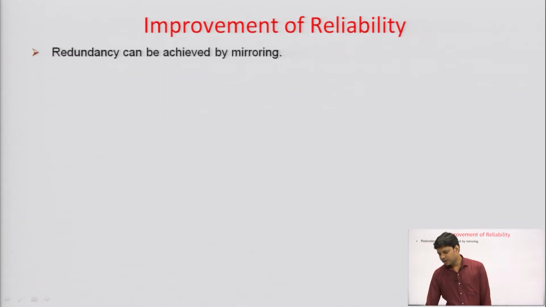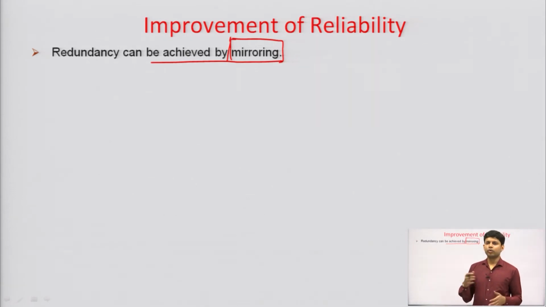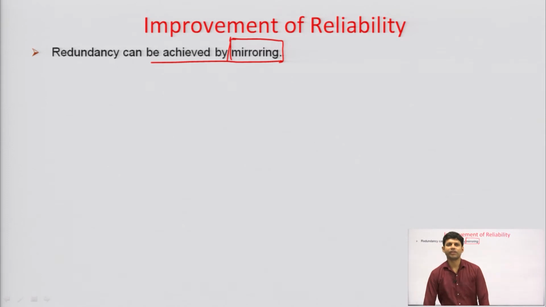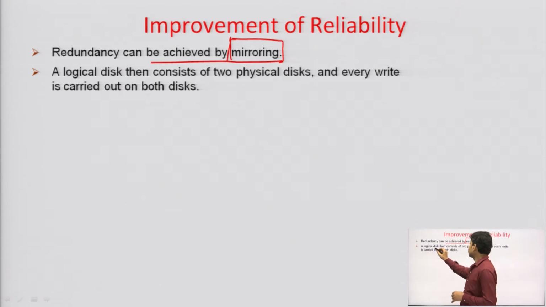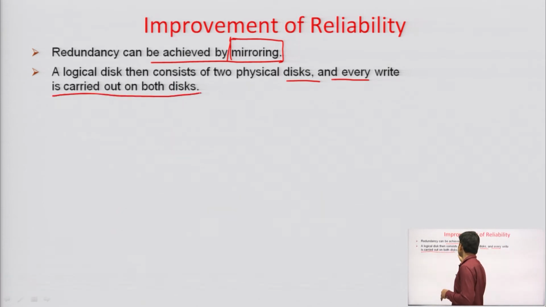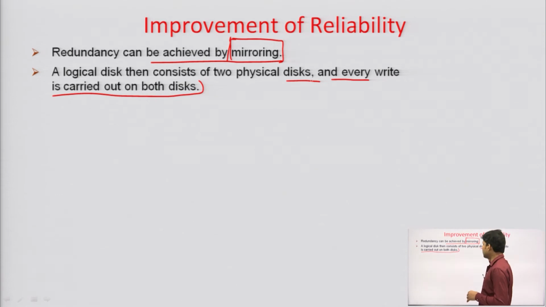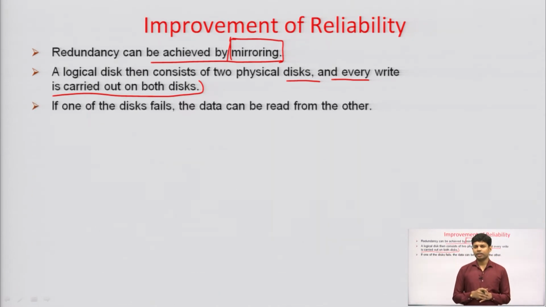Improvement of reliability: redundancy can be achieved by mirroring. So what is mirroring? Mirroring means copying the same data into more than 1 location. We will see the definition later on in the subsequent slides. A logical disk then consists of 2 physical disks, and every write is carried out on both the disks. This is a scenario of how mirroring is done. If one of the disks fails, the data can be read from the other.